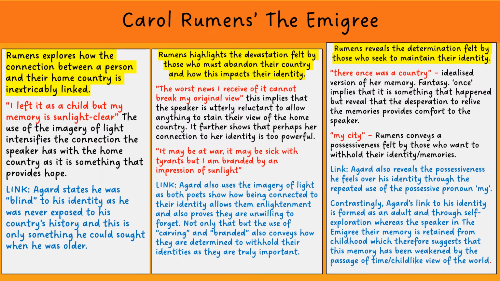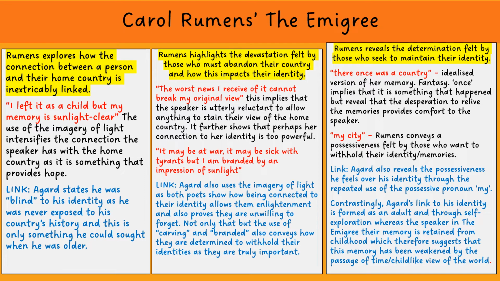Okay, so language analysis for Rumen's poem, The Emigree. And again, just like the Agard slide, I've got the key intentions at the top of each box. We're going to go through each quotation and then we're going to make a direct link back to John Agard's poem, just so you can see consistently how we can make these links, some more obvious and some more subtle.